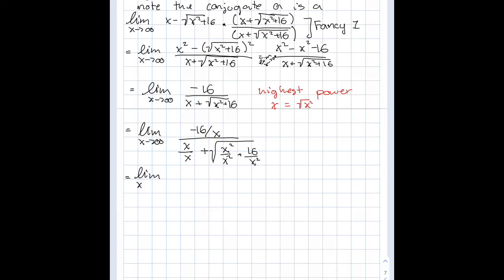So the limit as x goes to infinity of negative 16 over x, over 1 plus the square root of 1 plus 16 over x squared. As x goes to infinity, we know that that's going to equal 0 over 1 plus the square root of 1 plus 0. And that simplifies to 0. All right.